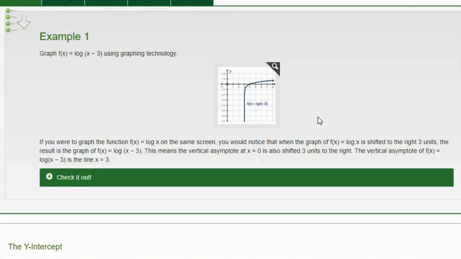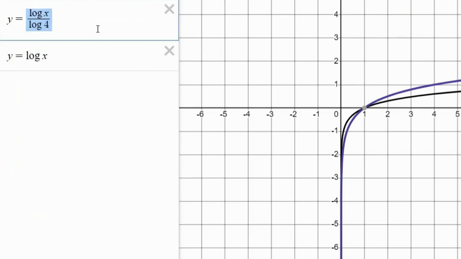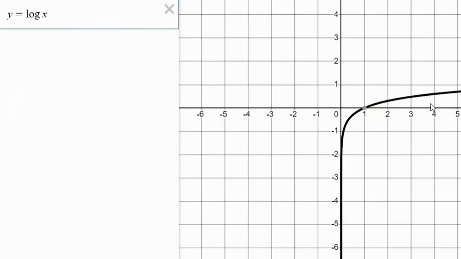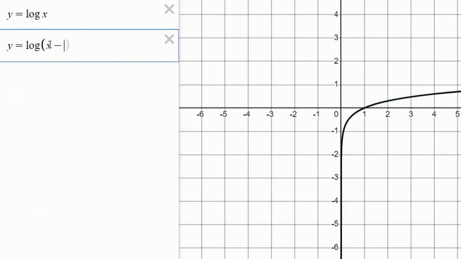Graphing log functions. So graph f of x equals log of (x minus 3). Let's see what happens, because this would be a translation, right? We know what happens on quadratic equations and other polynomials. If you put x minus 3 in parentheses, that shifts it right. But let's see what it does here. We're going to go back to just the regular log base 10 of x, but we're going to put another one underneath it of x minus 3.